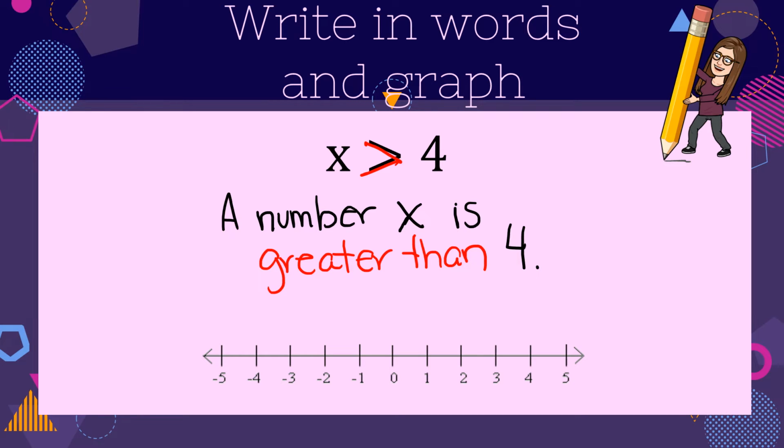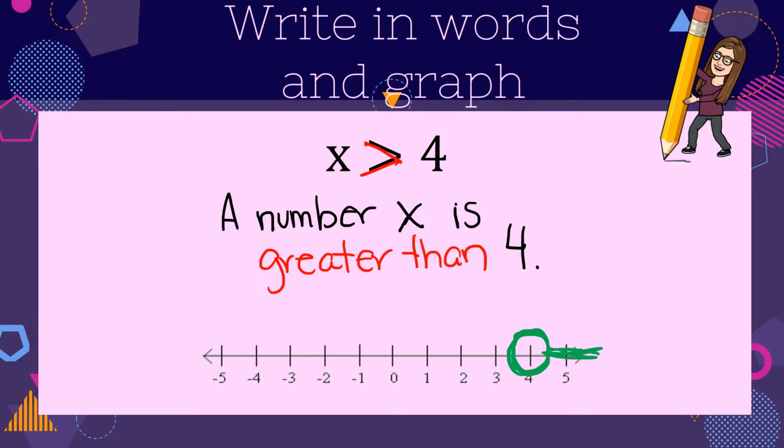Now let's talk about how we graph it. Let's go to 4 on the number line. Because it is greater than, not greater than or equal to, we're going to do an open circle around 4. Open. And we want to highlight or go towards the numbers that are greater than 4. Well, 5, 6, 7, 8 are greater than. And you have 3 options here.